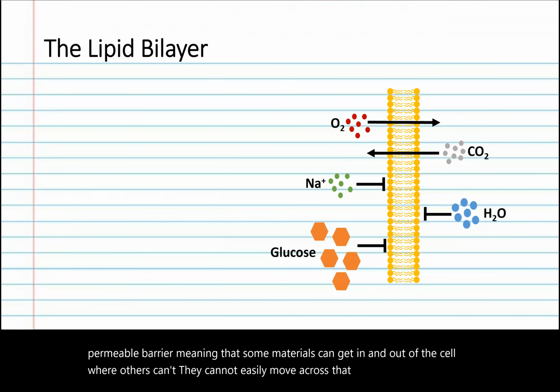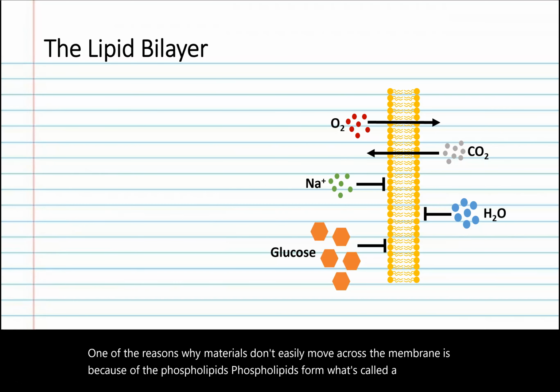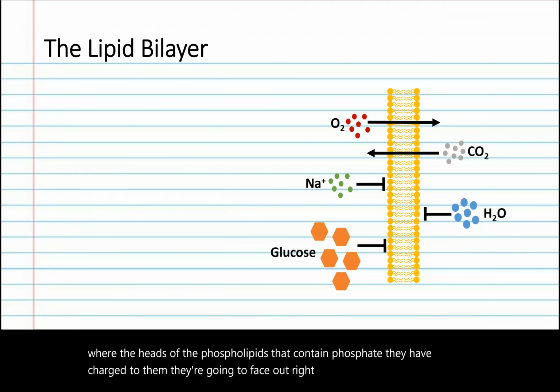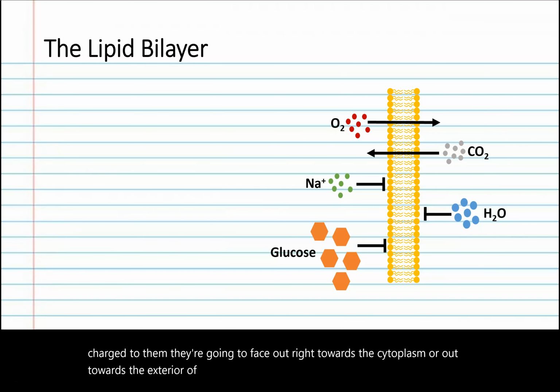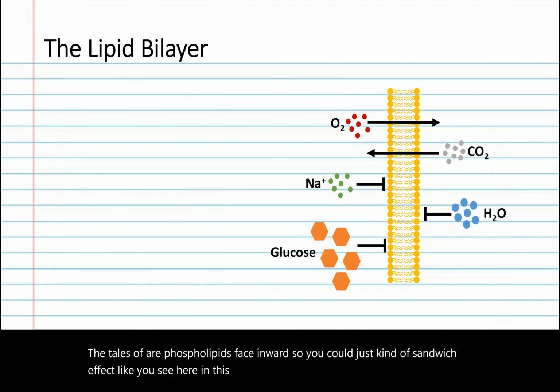One of the reasons why materials don't easily move across the membrane is because of the phospholipids. Phospholipids form what's called a lipid bilayer, where the heads of the phospholipids that contain phosphate, they have charge to them. They're going to face out, right, towards the cytoplasm or out towards the exterior of the cell. The tails of our phospholipids face inward. So you get this kind of sandwich effect like you see here in this picture where the tails are facing one another and the heads are kind of on either side of the membrane.